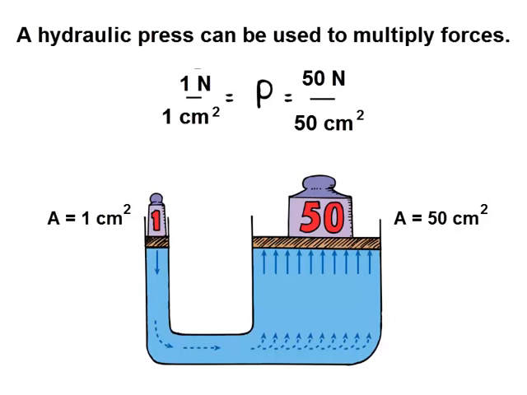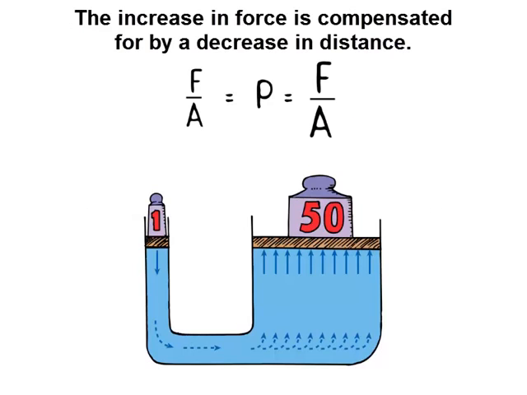We can multiply forces with this device. 1 Newton input, 50 Newtons output. By further increasing the area of the larger piston, we can multiply forces to any amount. The increase in force is compensated for by a decrease in distance.